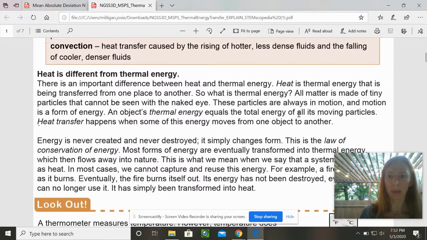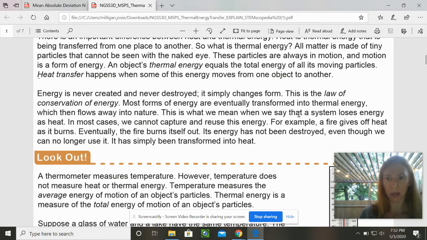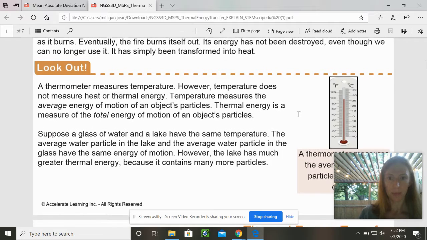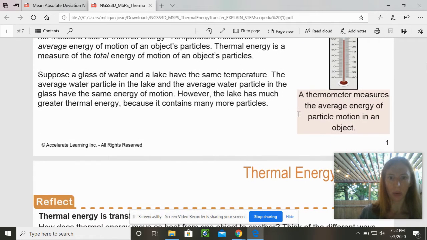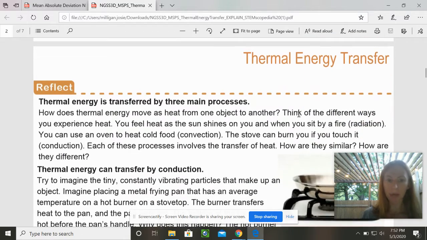This information is about heat. And then the most important thing that we need to know in this article is that energy is never created and never destroyed. It simply just changes form. So that is called the law of conservation of energy. In this assignment, you will be encouraged to try some things out or simply think about them.